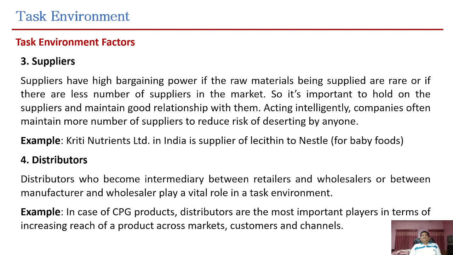Then next is the supplier. The supplier has high bargaining power if the raw material being supplied is rare. If this material is very rare, then suppliers have better bargaining power. If there are fewer suppliers in the market, they demand more, and they can bargain. So it is important that we keep good relations with the suppliers. Companies often do this to reduce risk, and we can maintain good relations.